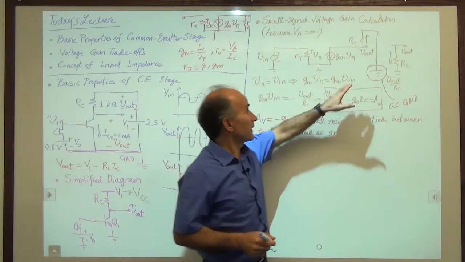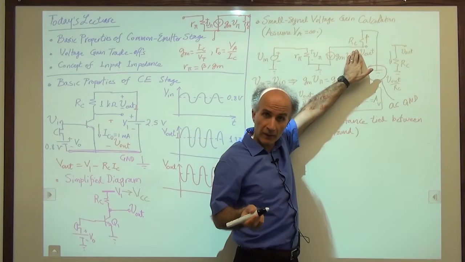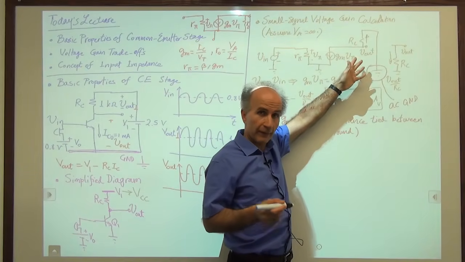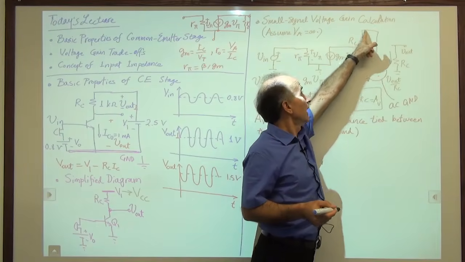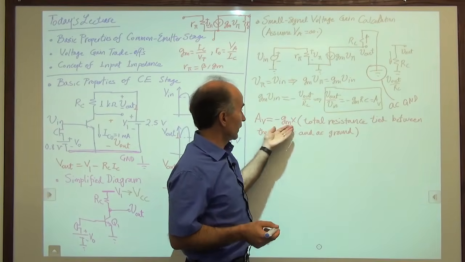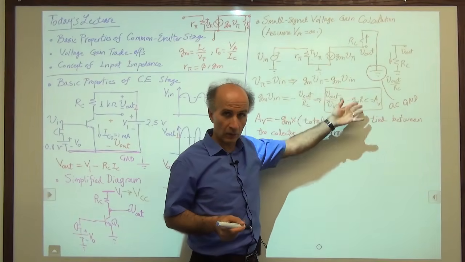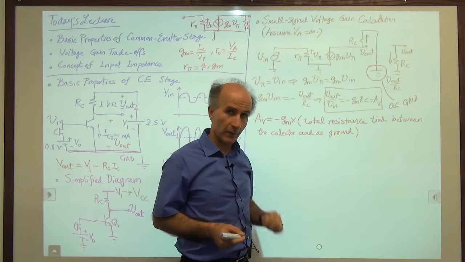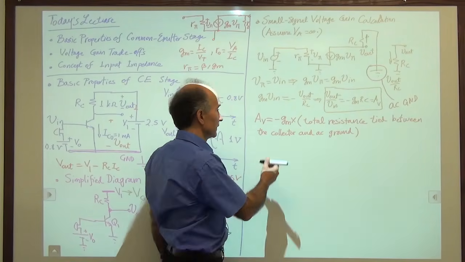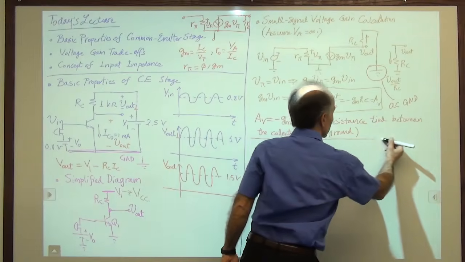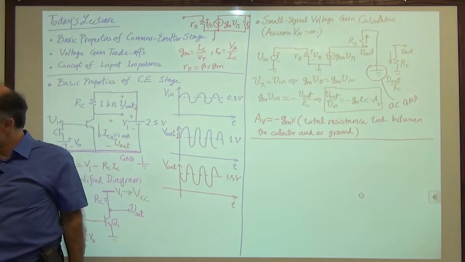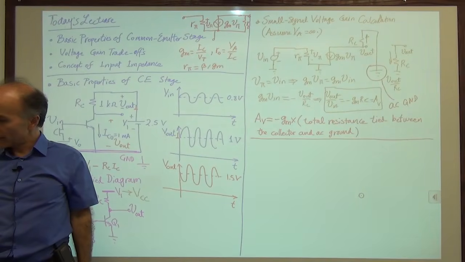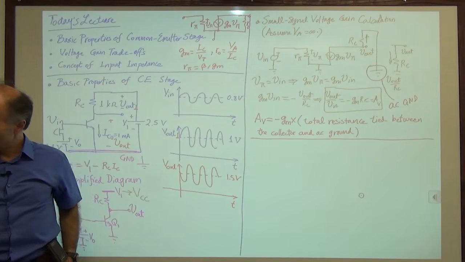So if I call this R5 instead of RC, same thing, R5 is the total resistance that appears between the collector and the AC ground, and it will go in here. So whatever we call that, it goes into this equation. So just remember that, and this becomes useful later. All right, so these are simple views of the basic common emitter stage.